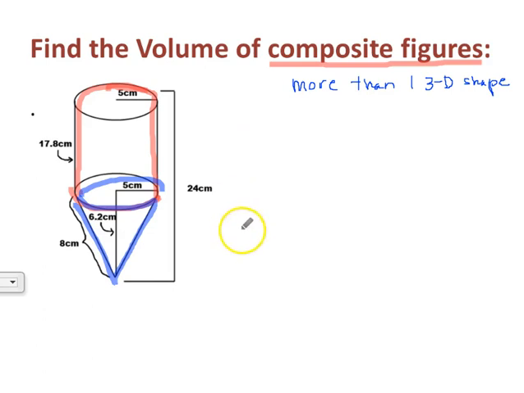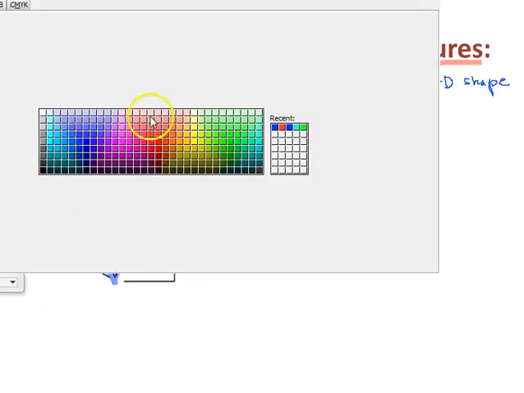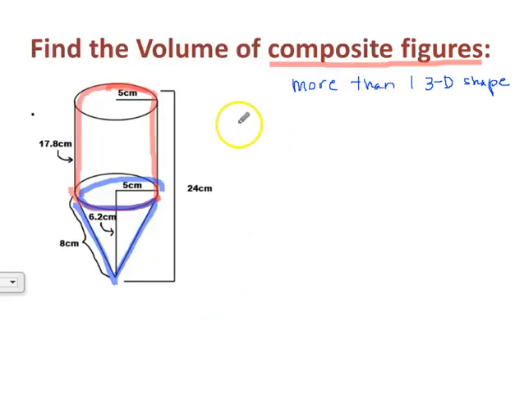So first, let's find the volume of the cylinder, and then we'll find the volume of the cone, and then we'll add them up together. So volume of a cylinder. How do we find the volume of a cylinder? Remember, that is the area of the base times the height. And since the base is a circle, we know it's pi r squared times the height.